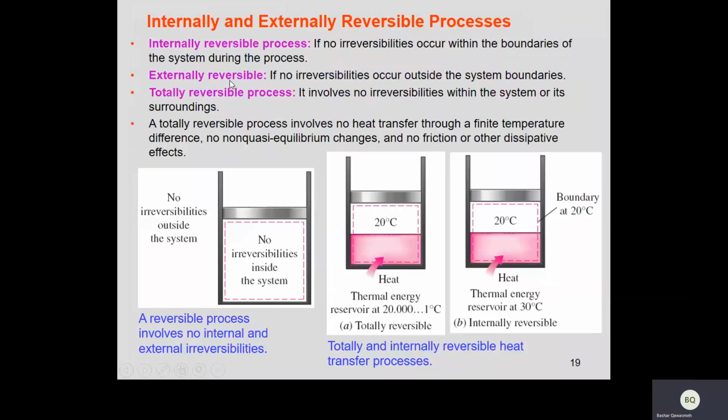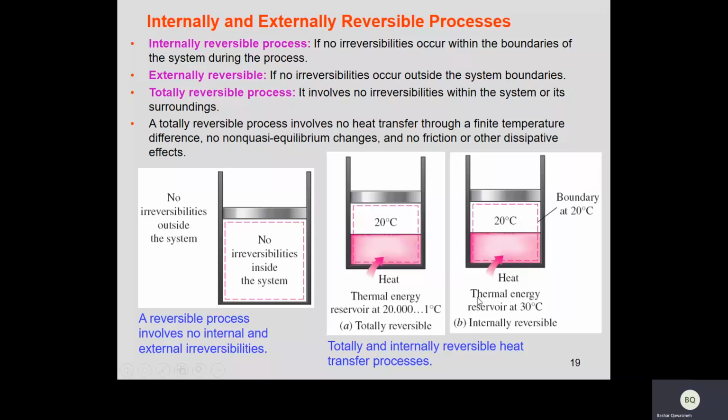Okay, when can we call a process a reversible process? It must be both internally and externally reversible. What do we mean by the internally reversible process? If no irreversibilities occur within the boundaries of the system during the process, we call it an internally reversible process. Example of the internally reversible process: if we look at this piston cylinder device, which is a closed system, as you all know from the previous topics we studied.